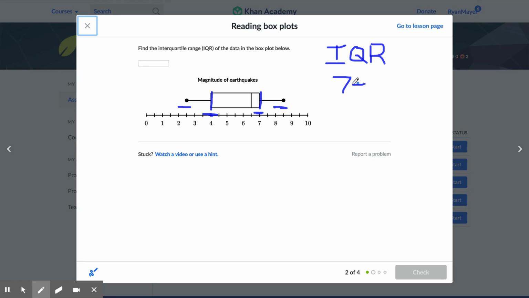So basically the things you're going to have to keep separate. If I'm looking for just regular range, we'll just call it R, that's going to be 8.5 minus 2.5, the biggest minus the smallest. You're still using that same concept, but now this is called interquartile range. You're going to take your quartiles, not just the biggest and smallest number. The biggest quartile is 7. The smallest quartile is 4. 7 minus 4, that's going to be 3. So our interquartile range is 3.